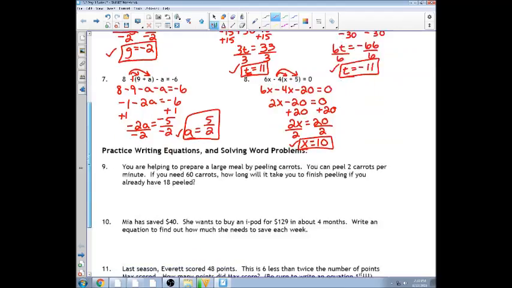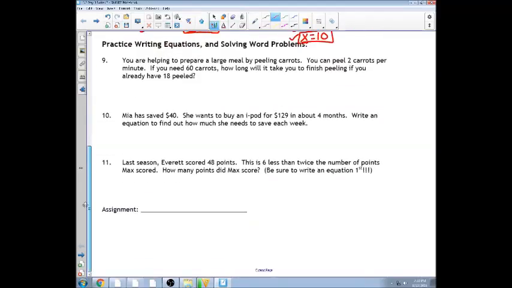Okay? Now let's get into the new stuff. It is the story problems. You are helping to prepare a large meal by peeling carrots. You can peel 2 carrots per minute. Let's just stop right there. If I say I can peel 2 carrots per minute, how could I write that as an expression? Well, it would be 2 times the number of minutes would be how many carrots I can peel, right? So I would just do 2 times m.